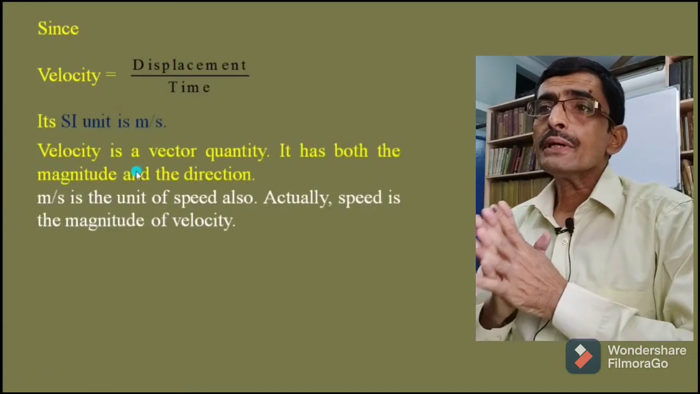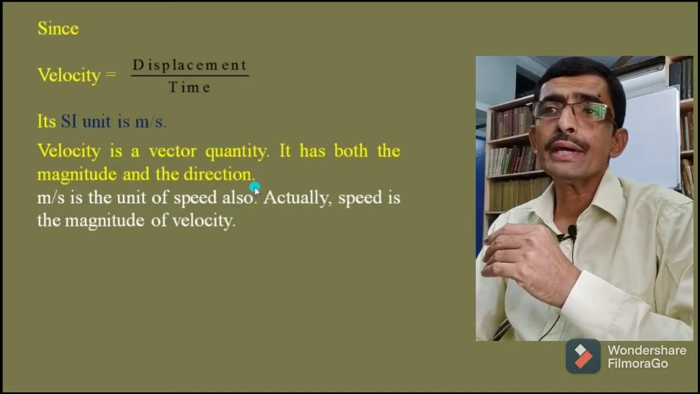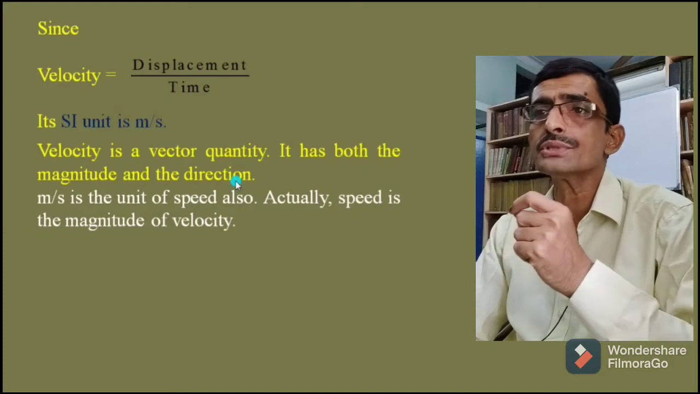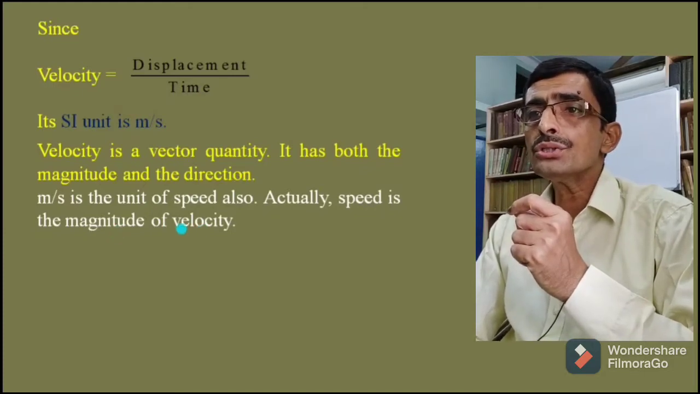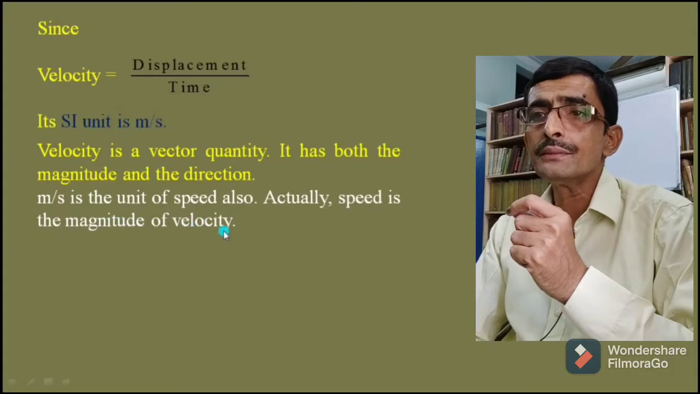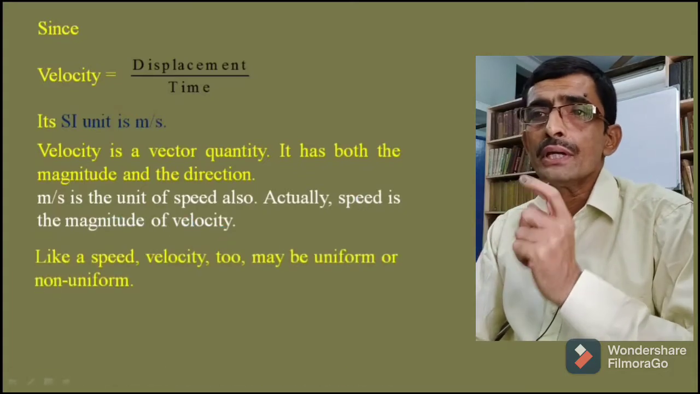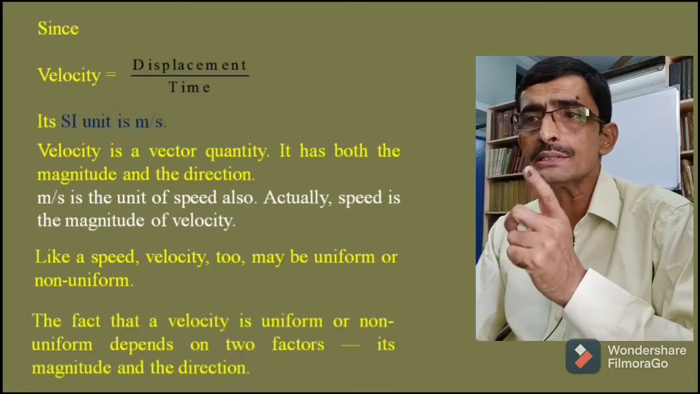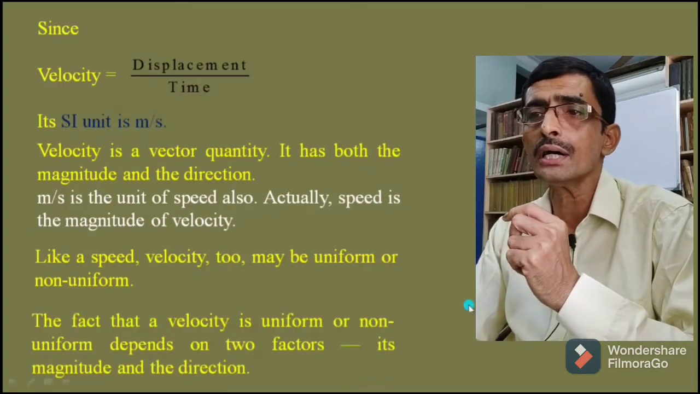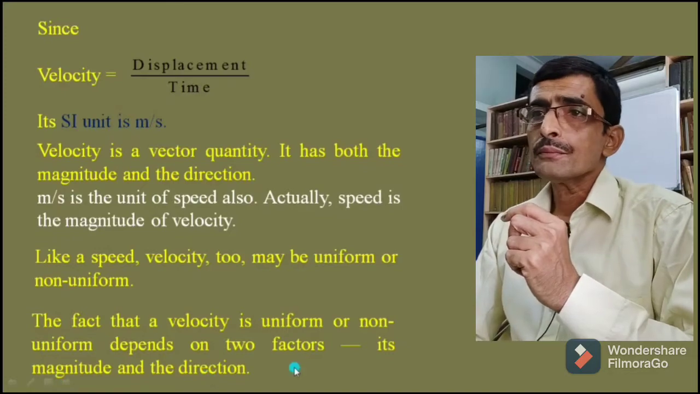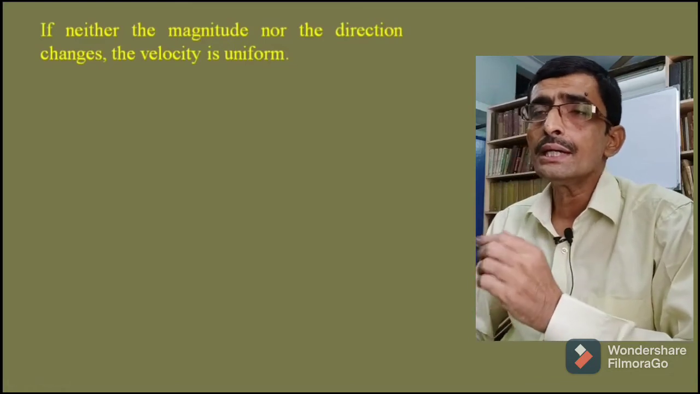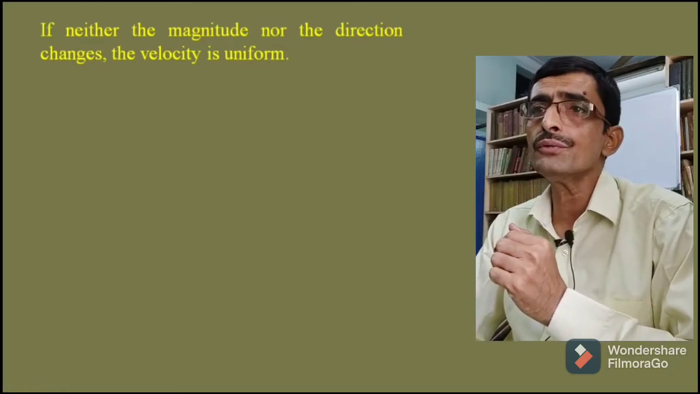Now remember that velocity is a vector quantity. It has both magnitude and direction. If direction is not mentioned anywhere, it becomes a speed. Therefore the magnitude of velocity is said to be speed. Like speed, velocity may also be uniform and non-uniform, and this depends upon two factors. One is magnitude, the other one is direction. If neither the magnitude nor the direction of a moving object changes, the velocity is always uniform.